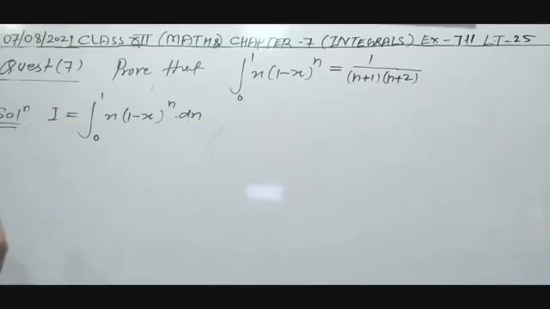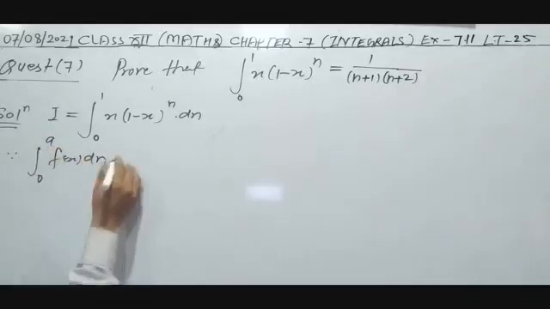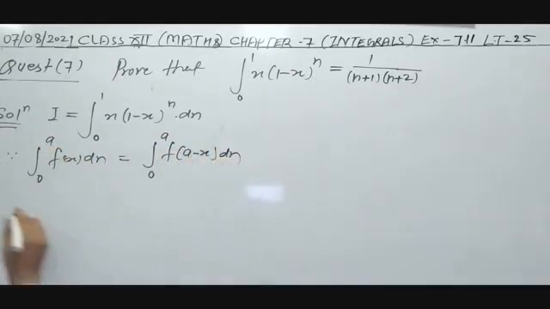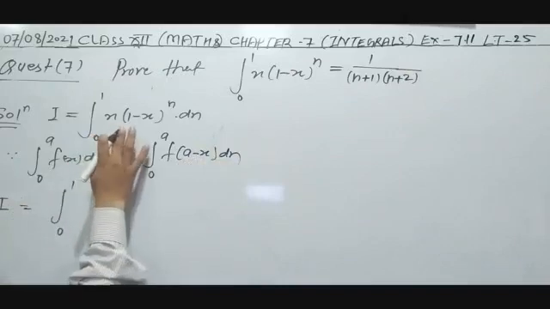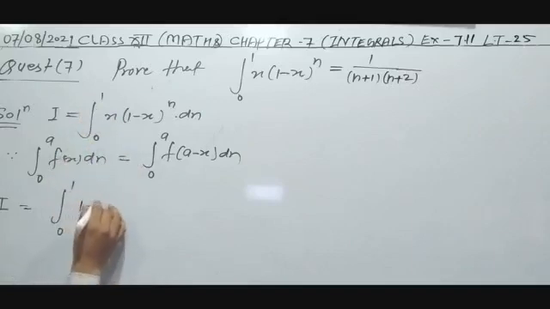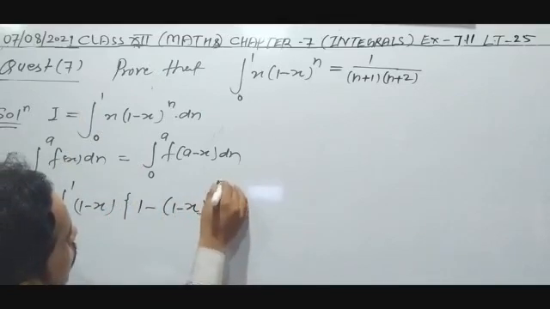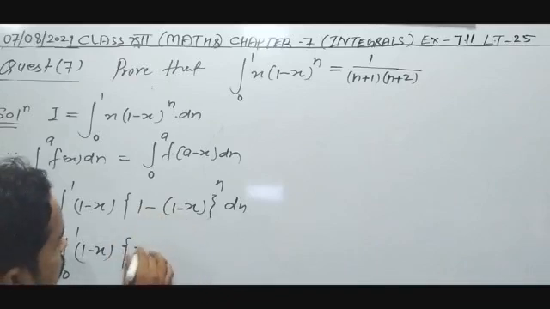And you know the formula, integration over 0 to a f(x) dx, we can write integration over 0 to a f(a minus x) dx. So I can be written as I is equal to integration over 0 to 1 f(x). At the place of x you will put 1 plus 0 minus x, result will be 1 minus x, and in curly bracket (1 minus x) to the whole power n dx. Now its calculation will be integration over 0 to 1 (1 minus x) in curly bracket (1 minus 1 plus x), means x to the power n dx.